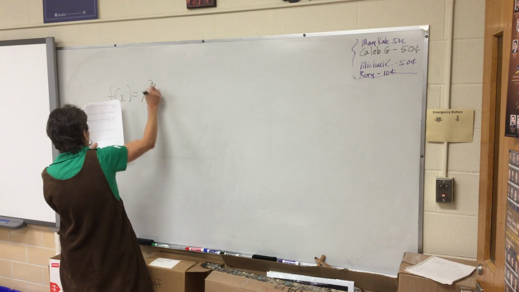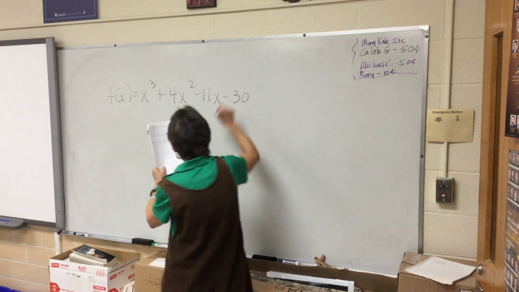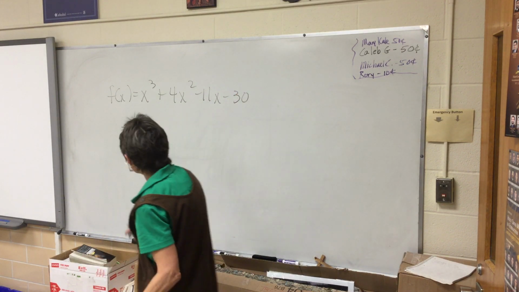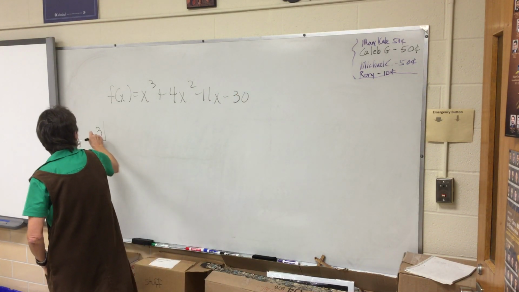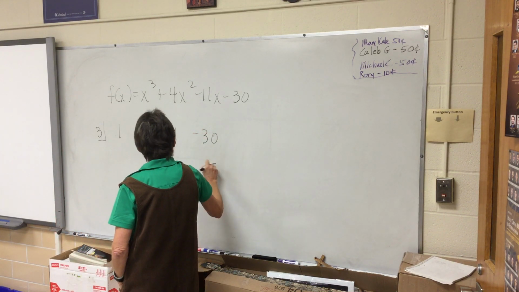All right, let's see what we've got here. They tell me that one of my zeros is 3. So I'm going to divide that out. We know to divide that out.